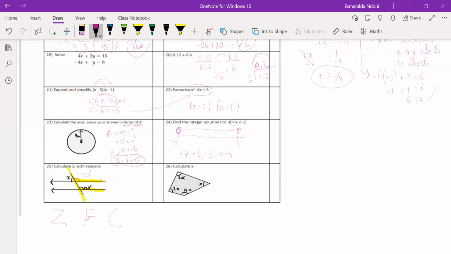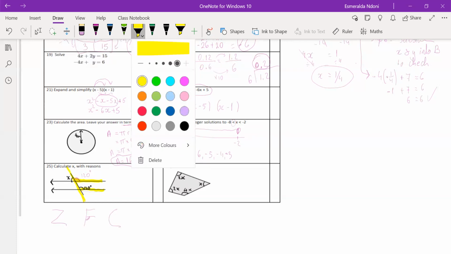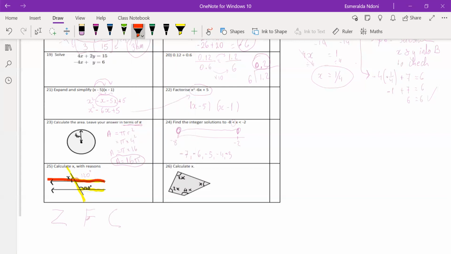So now that I know that that angle there is 120, I know that angles in a straight line equal 180. And you might say, well, madam, where do you see the straight line? I show you. So that's your straight line. That's the one I'm talking about. So one of them is 120. So the other one is 180. Take away the 120. That'll leave us with x, which is equal to 60.